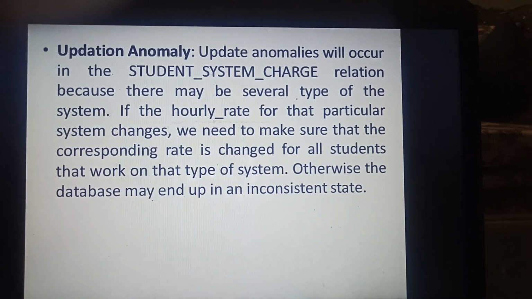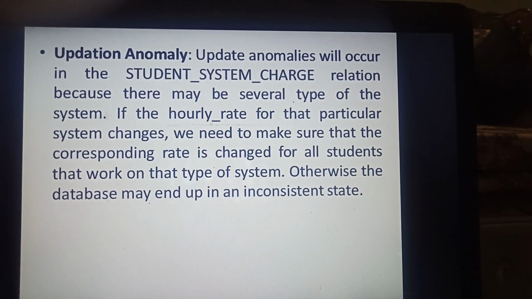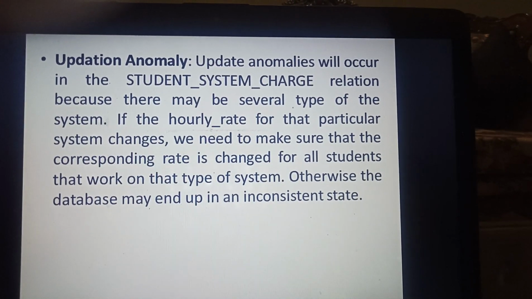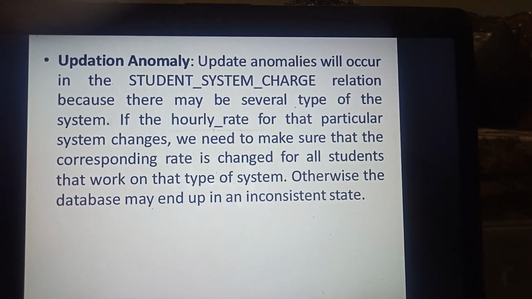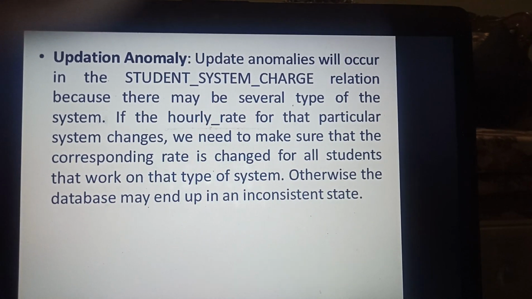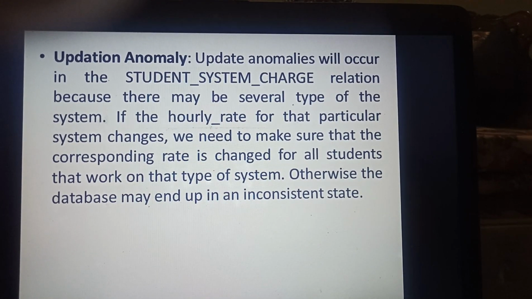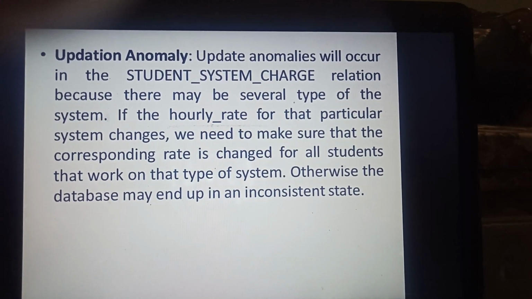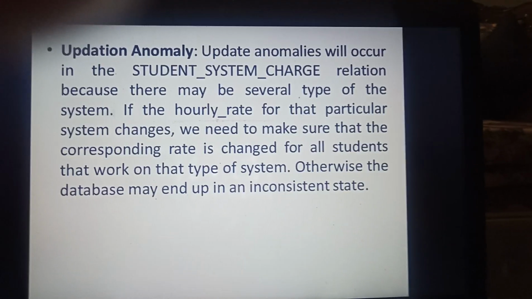So as all three anomalies are present after second normal form conversion, we will have to further normalize the table to third normal form, and that we will discuss in the next video.